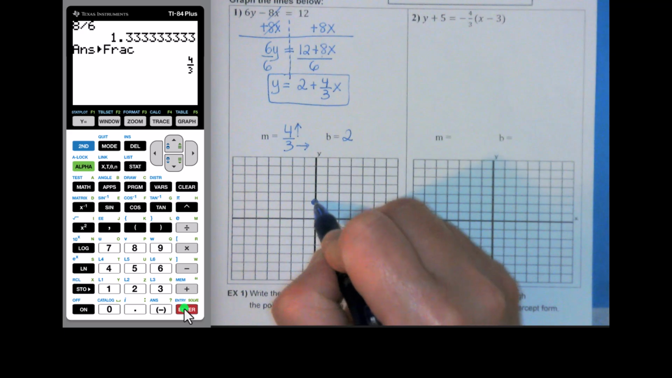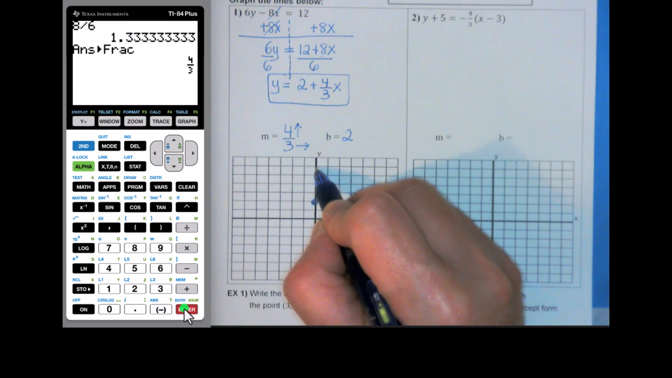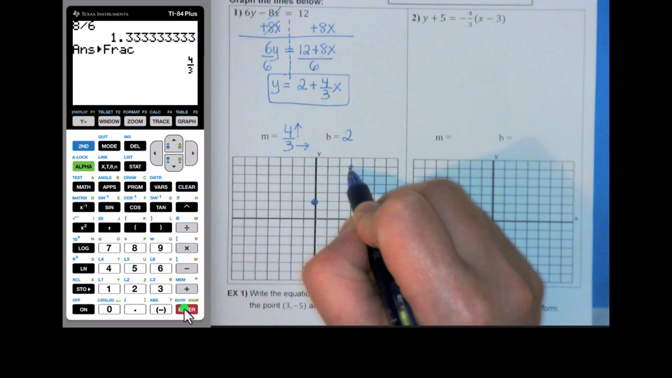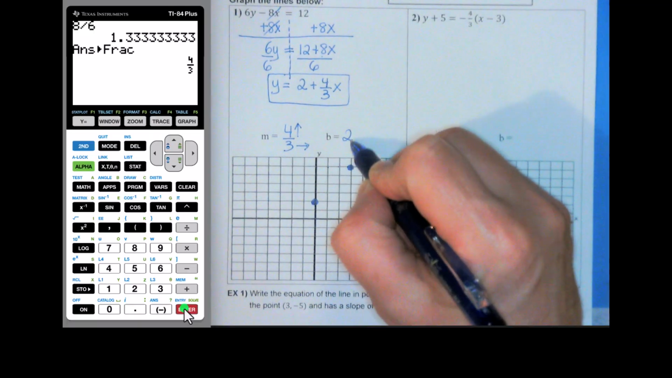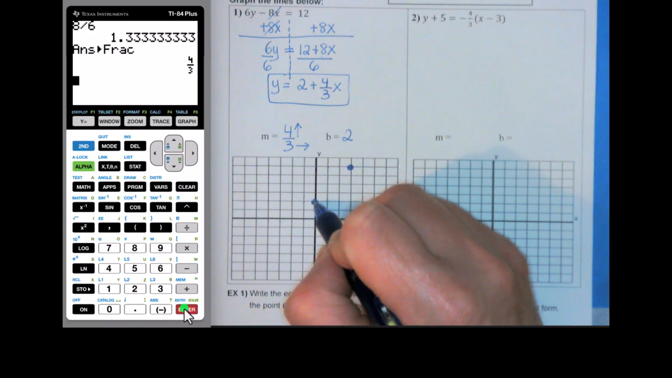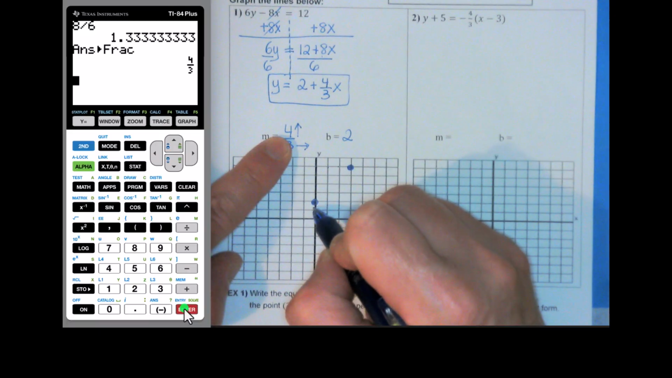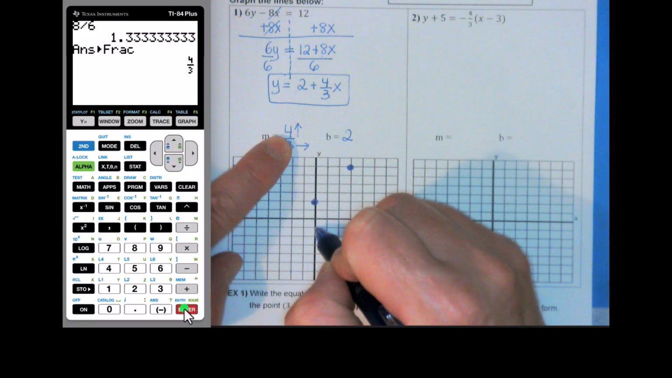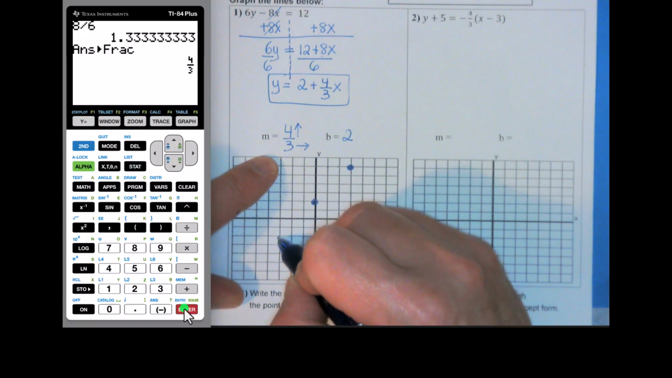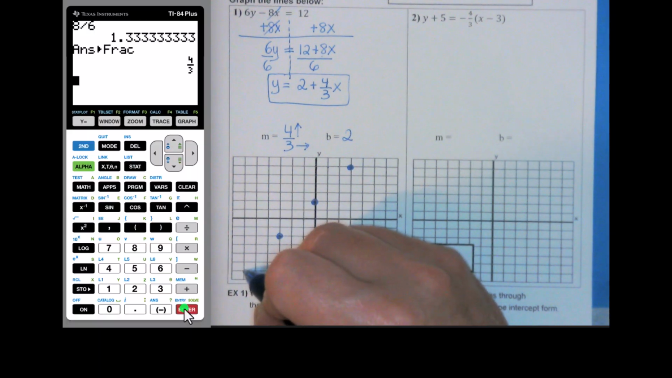Starting at that y-intercept, I'm going to go up 4 and right 3. I try to go up again, but I can't, so that means I return to my starting point, which is the y-intercept, and now I'm going to do the opposite. I'm going to go down 4, and then 3 to the left.